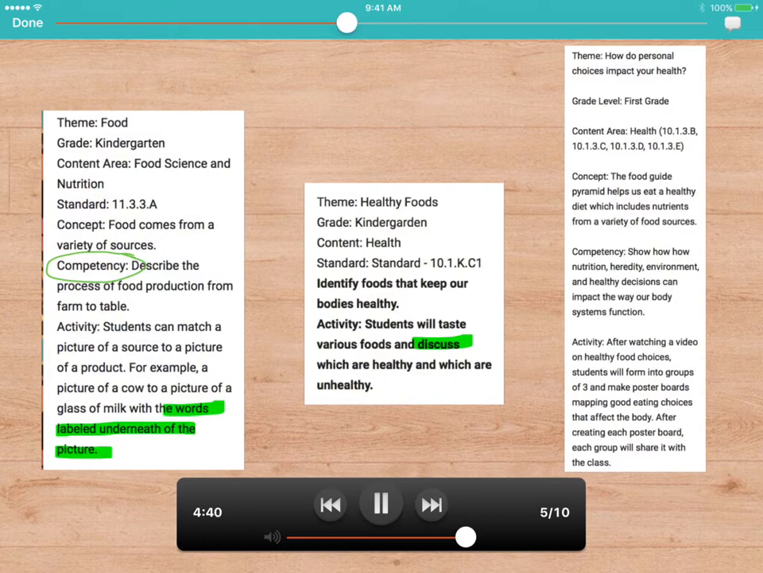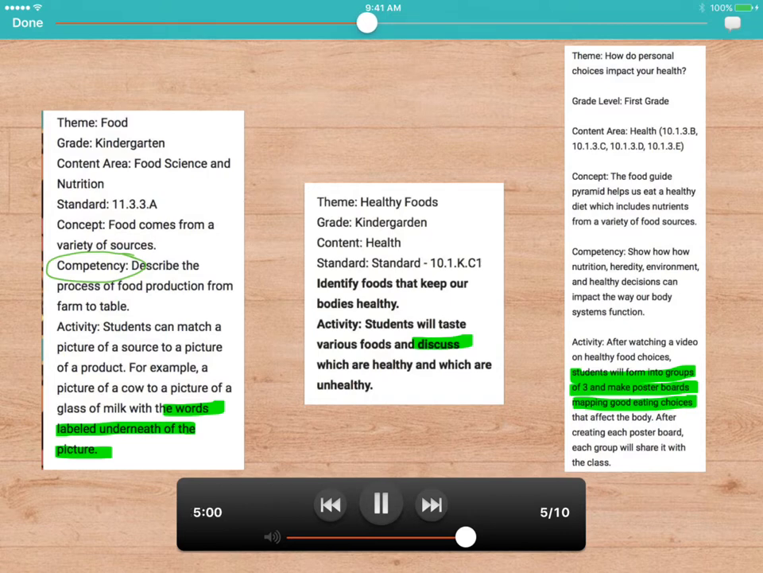And moving on, we've kind of piggybacked. It is a first grade lesson, but for the same kind of lesson, we have looking at healthy foods and a variety of food sources using the food pyramid. For this lesson, students will form into groups of 3 and make poster boards mapping good eating choices that affect the body, and then share that.